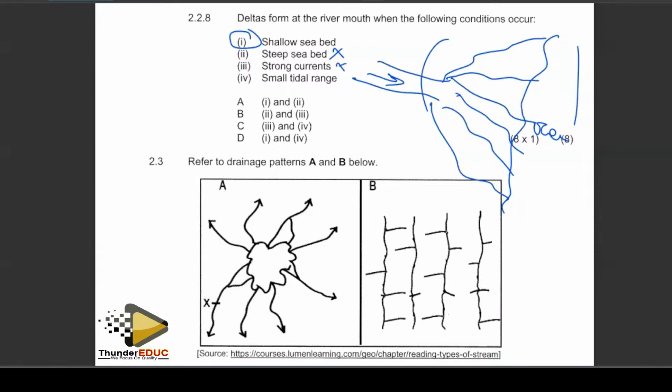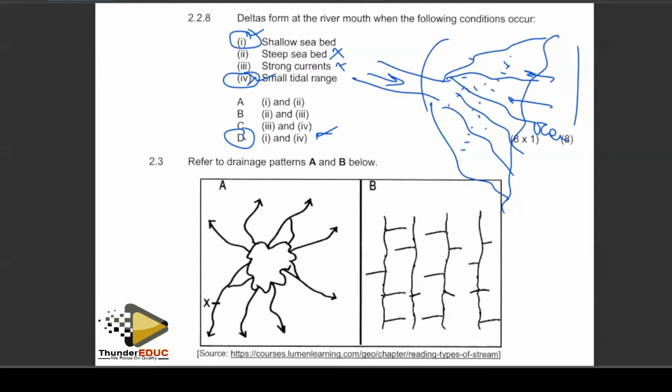So it's small tidal range. A small tidal range, you are saying if there are tides from the river and they don't go very far, this deposited material will sustain and will keep on branching the river into distributaries. So the correct response must be having item number 1 and item number 4, which is response number D. Right. We move on to the next question.